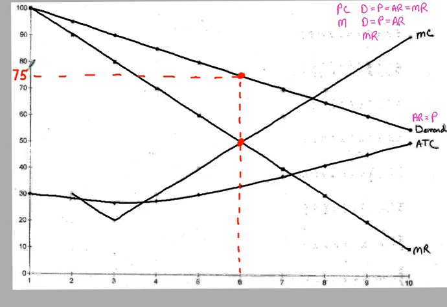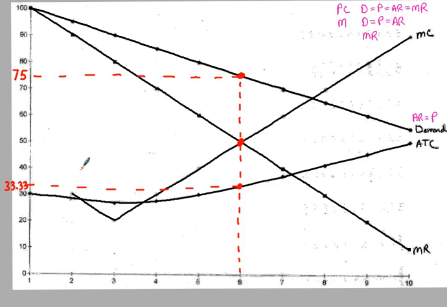And then the average total cost, if we're producing at 6 units, we come up to the average total cost curve. That's right here. Here's average total cost. We come up to the average total cost curve and come across. And that's going to give me my average total cost if we produce at 6 units of production, which is going to be, I think it's $33.33. That's my average total cost.